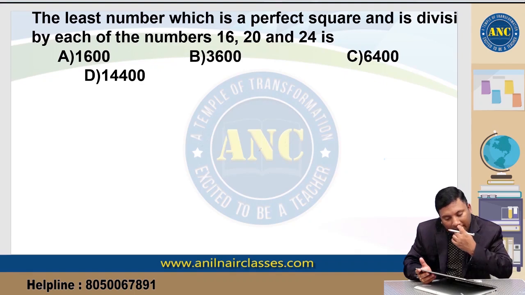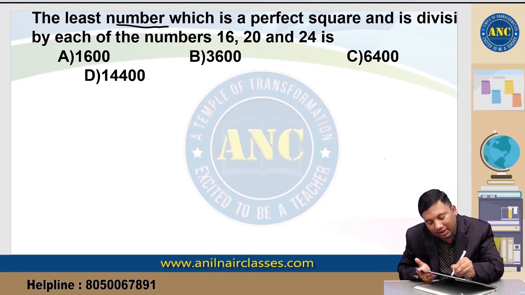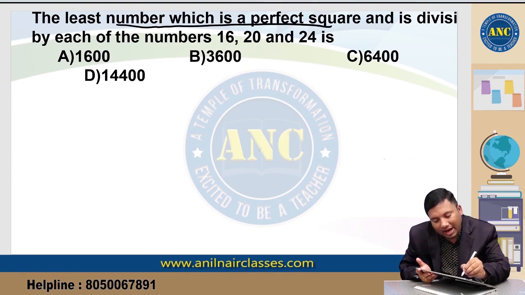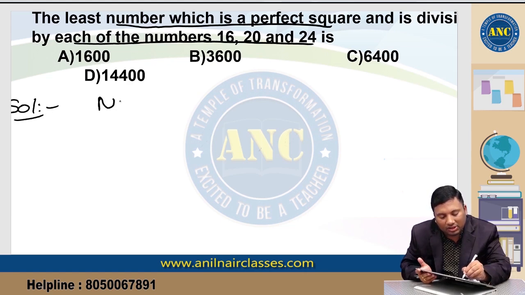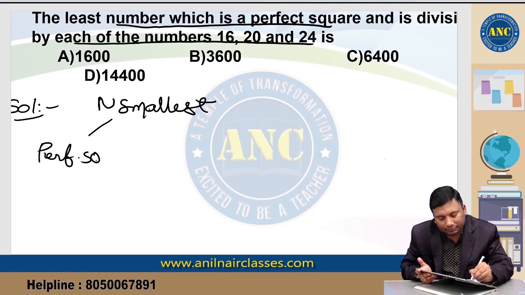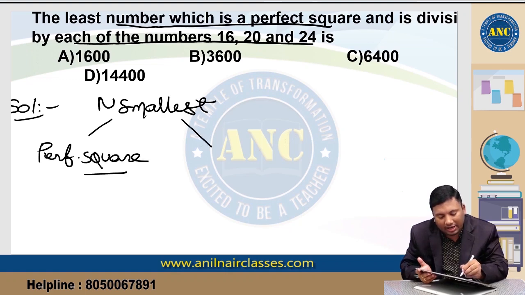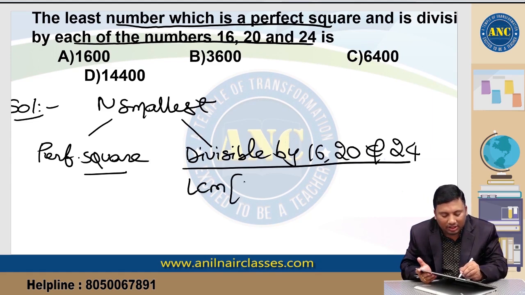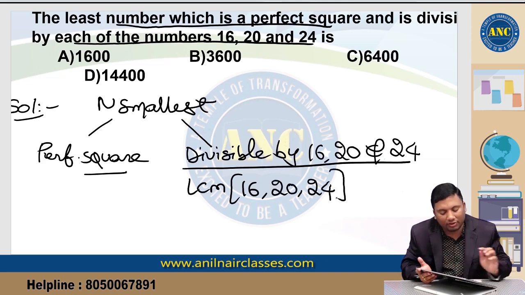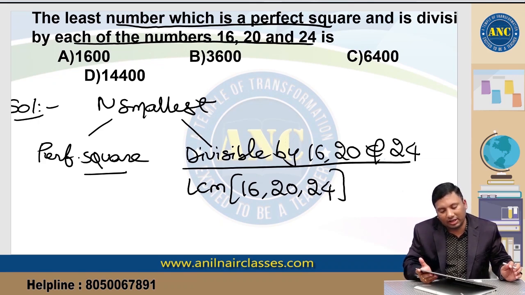Next one: the least number which is a perfect square and is divisible by 16, 20 and 24. Now there are two conditions. N should be smallest, it should be a perfect square, and it should be divisible by 16, 20 and 24. What is the number that is divisible by 16, 20 and 24? The LCM of 16, 20 and 24. I hope it is clear.